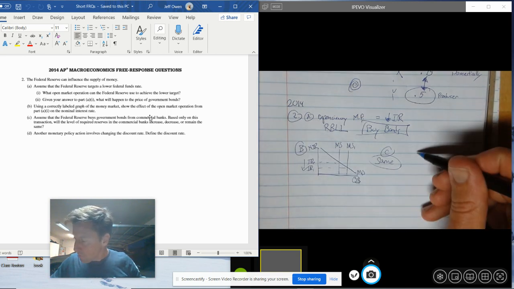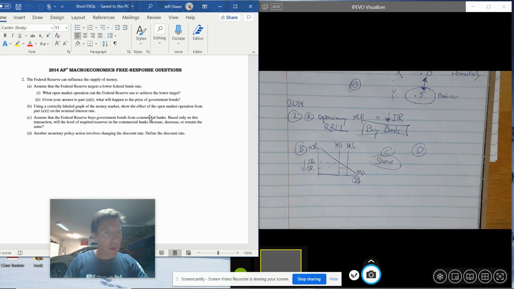That brings us to D. Another monetary policy action involves changing the discount rate. Define discount rate. Cool. Discount rate is the rate in which banks charge one another. No, I screwed that one up. Discount rate is the rate in which the Fed charges a bank to borrow funds to cover their required reserves overnight. Different than the federal funds rate, which is where one bank loans another bank some money to cover the required reserves overnight.